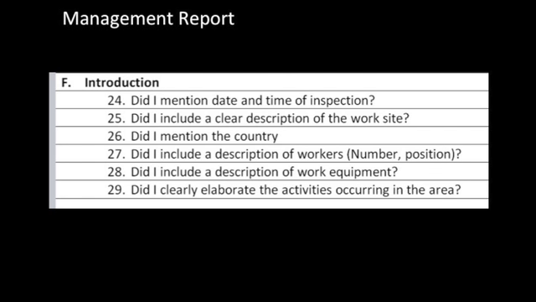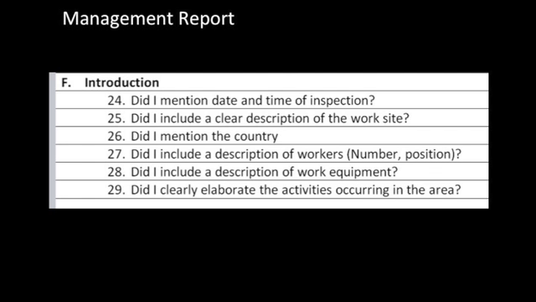You can, by the way, get a piece of paper now and copy those questions to make your own checklist. First, you ask yourself, did I mention the date and the time of the inspection? This is very important. Did I include a clear description of the work site? So you need to describe the work site, please. Emergency exits, how many square meters, how many floors, is it indoors, is it outdoors, things like that.